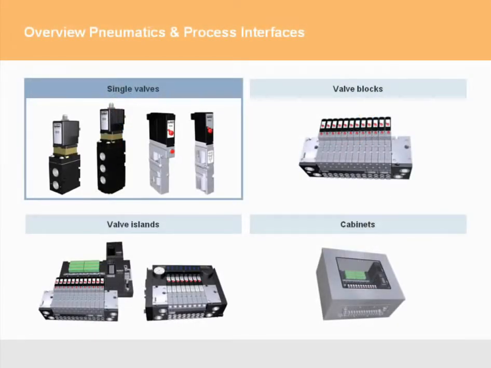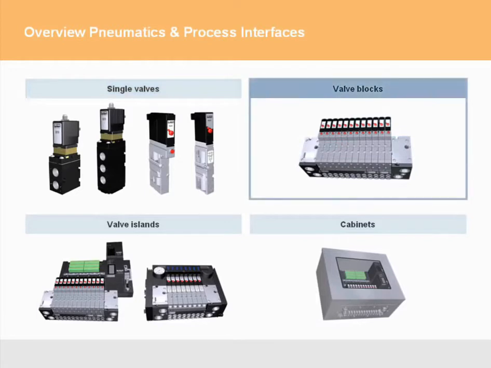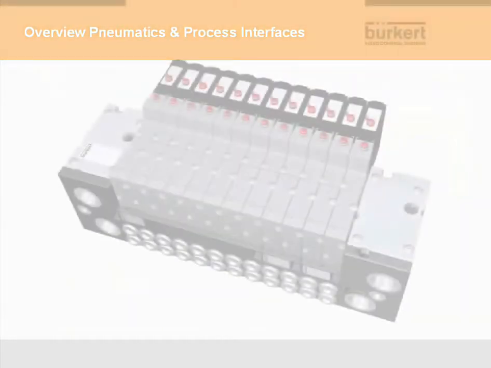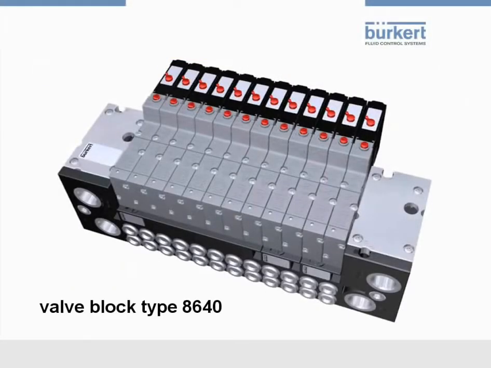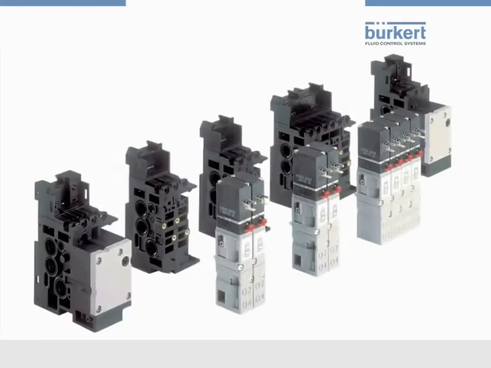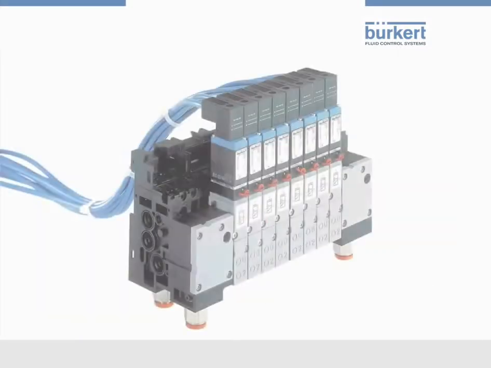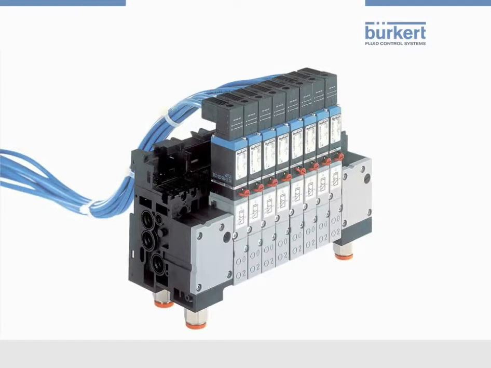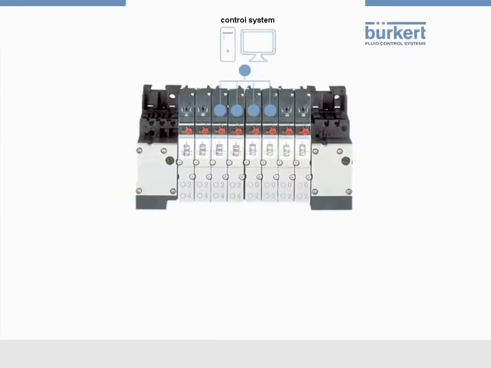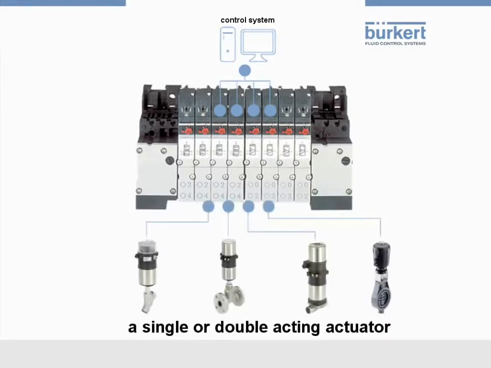Bürkert offers not only pneumatic single valves, but also valve blocks. The valve block type 8640 is suitable for many various and complex control tasks due to its systematic modular construction. Different valve functions can be realized without a common electrical control on one block. The pneumatic valves on the block are connected individually to the control system. Each of these valves has the task to control a single or double-acting actuator.